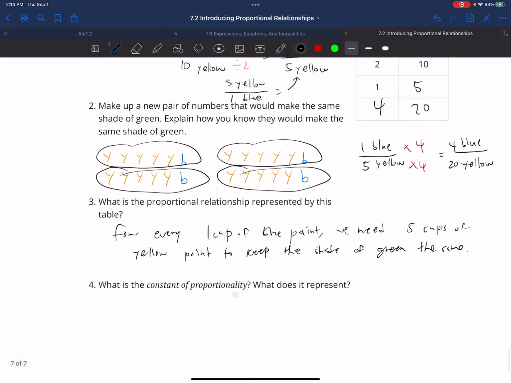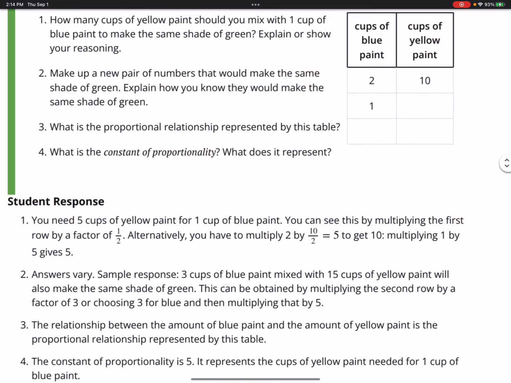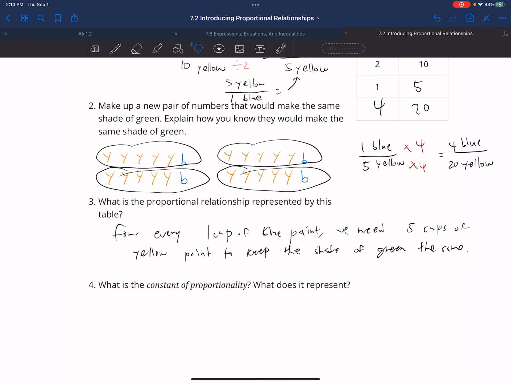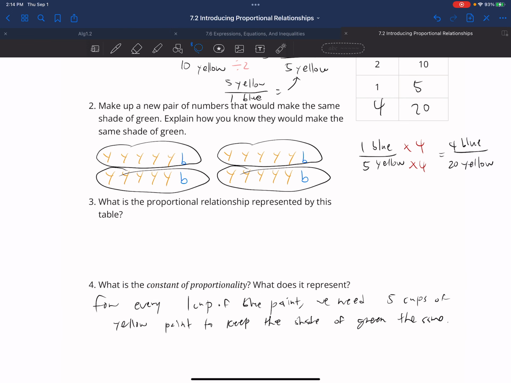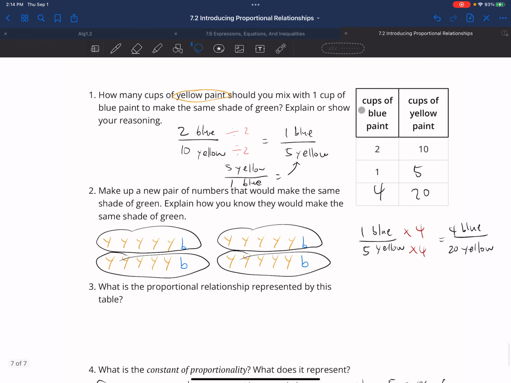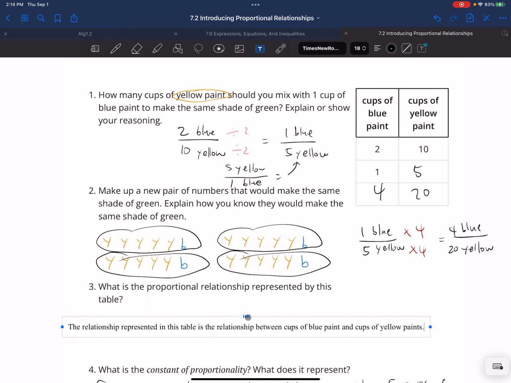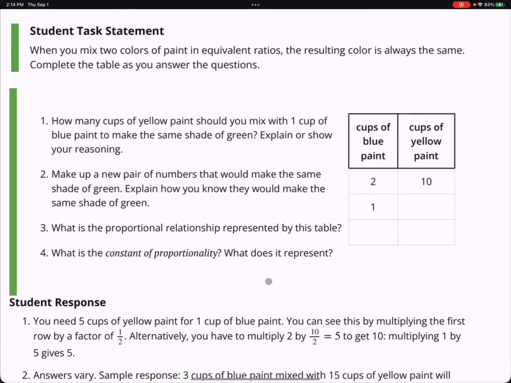And the constant of proportionality right there is, let me see if I did 3 right. Okay, so basically, I think this one is for question number 4. The proportion relationship represented by this table is the relationship between cups of blue paint and cups of yellow paint. So that's how I would answer this question. I think that was a little redundant because it's literally just right here.